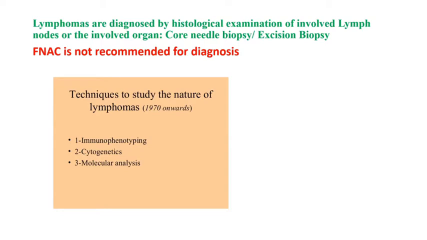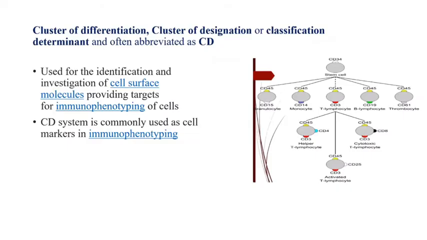If it's a lymph node, then from the lymph node. If it's an organ like the spleen, not the spleen, because the spleen is difficult to access. So mostly it's the lymph node. There are three things we do. First is immunophenotyping on the biopsy, then cytogenetics, and molecular analysis. Combining these three techniques, we give a particular diagnosis of a lymphoma or leukemia.